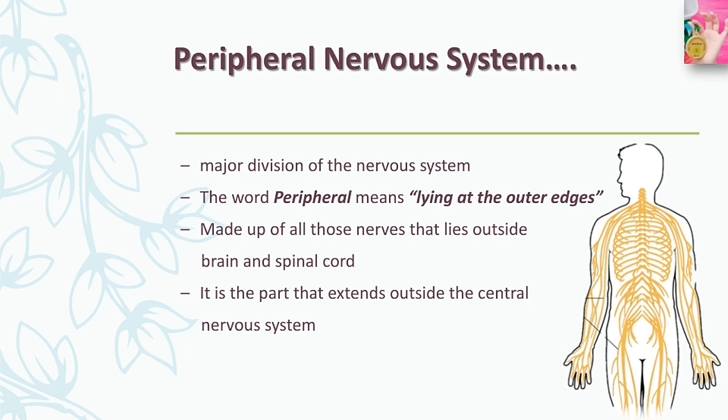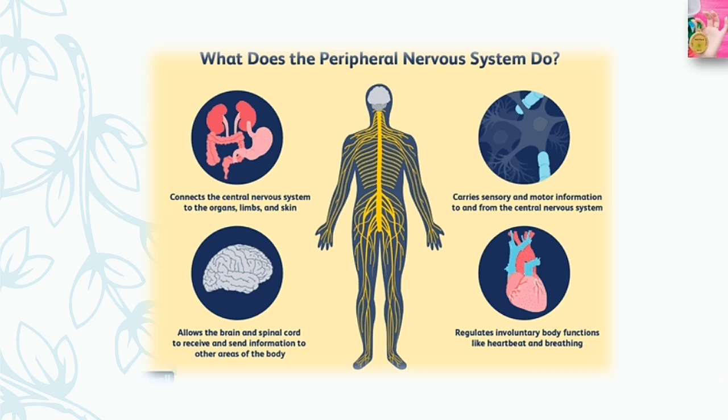Now, the peripheral nervous system is made up of all those nerves that lie outside the brain and spinal cord. Nerves are bundles of neurons that are routed together in the peripheral nervous system, and this portion of the nervous system is just what it sounds like, the part that extends outside the central nervous system.